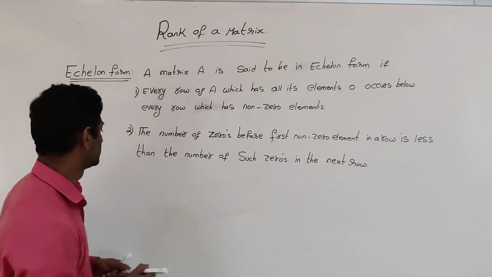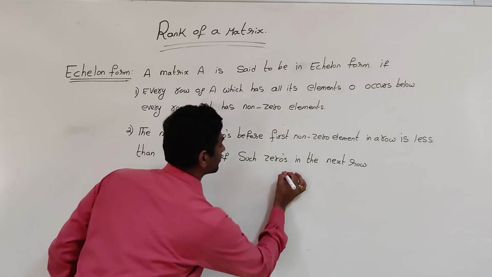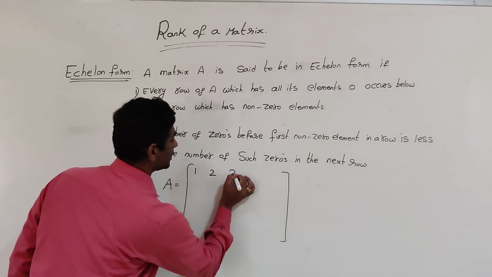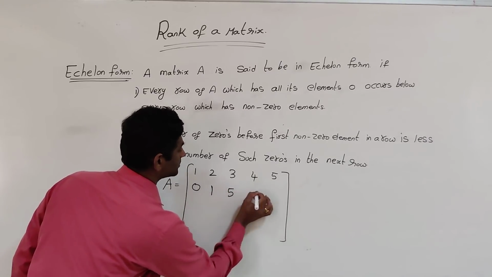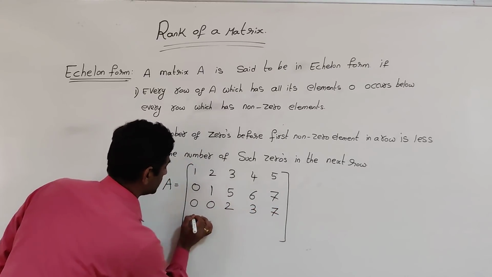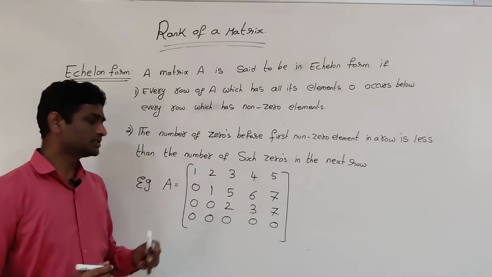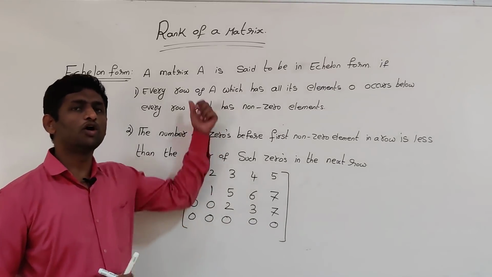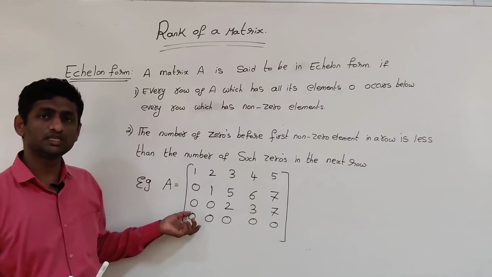For example, A is a matrix of some size: 1, 2, 3, 4, 5. 0, 1, 6, 7, 8 (sic). 0, 0, 2, 3, 7. 0, 0, 0, 0, 0. Let us take this example. It may be some matrix. After applying the row operations, elementary transformations, it may be converted to this type of form. So this is an echelon form.